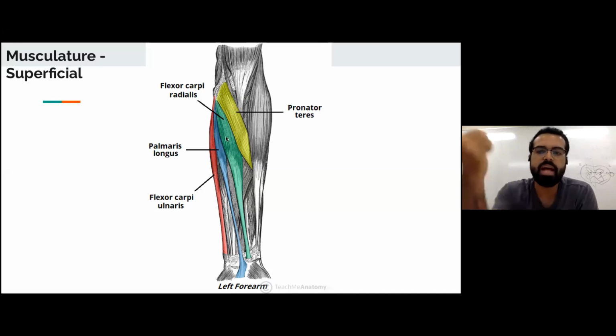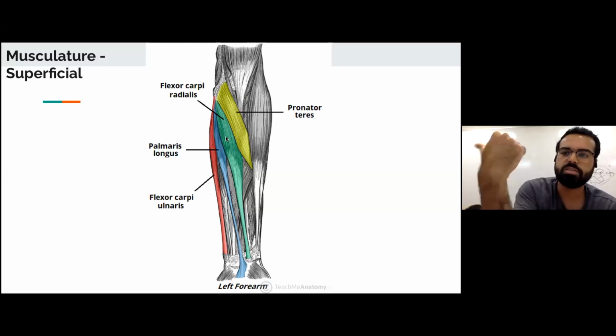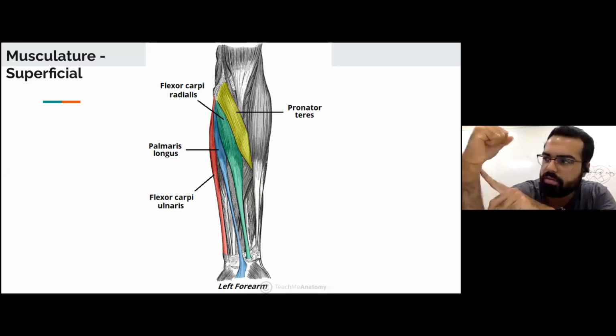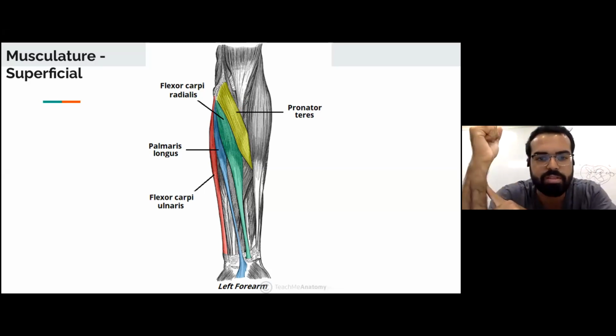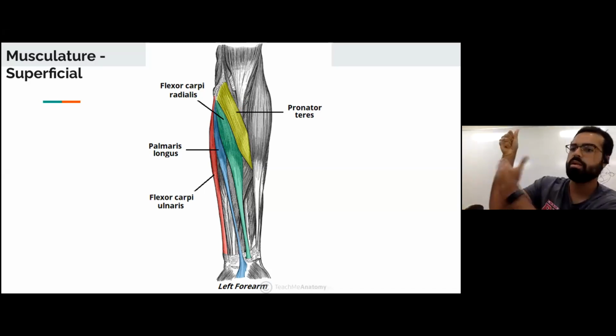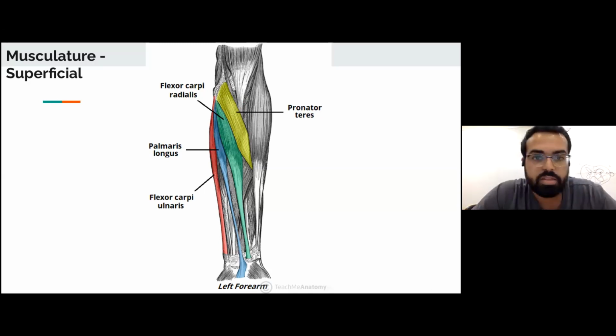There's a flexor carpi radialis, which makes you flex your wrist to the radial side, to the thumb side. There's a palmaris longus. You can feel that tendon at your wrist. If you palpate it, 15% of people don't have it. Maybe you learned something about yourself today. There's a flexor carpi ulnaris, which is going to make you flex towards the ulnar side. These are the superficial muscles.